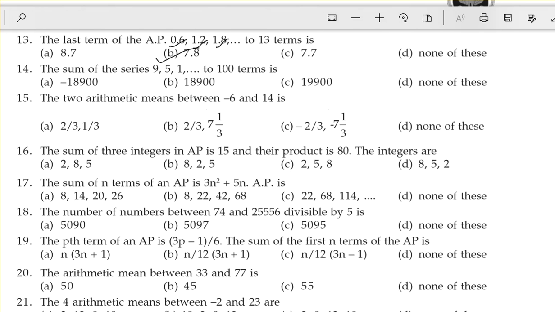Okay, the sum of the series 9, 5, 1 to 100 terms. We can't apply a shortcut here. What is this? It is an AP because minus 4, then again minus 4, so it is an AP. First term is 9, A is equal to 9, D is equal to minus 4, n is equal to 100. Sn is equal to n upon 2, 2A plus n minus 1 times D.